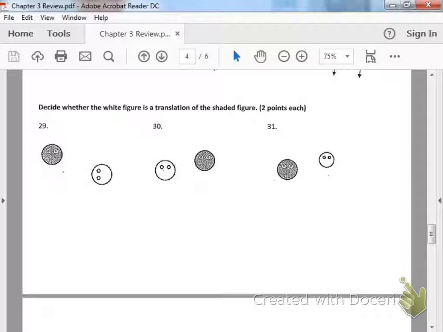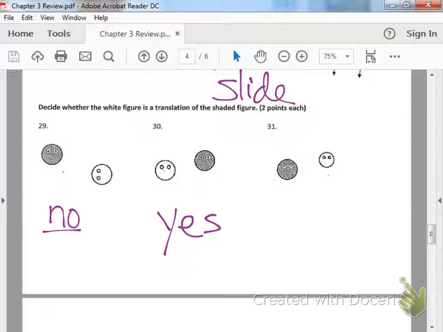A translation, remember, is just a slide. So you are trying to see if one figure can slide over to make the other figure. No rotating, no flipping, no getting bigger, no getting smaller. What do you think on number 29? No. That's no, because look, the eyes like spin a little bit. So this is a no. Yes. This one is a yes. It's the exact same figure. It just slides over. Yes. No. And this one is a no. It's kind of hard.